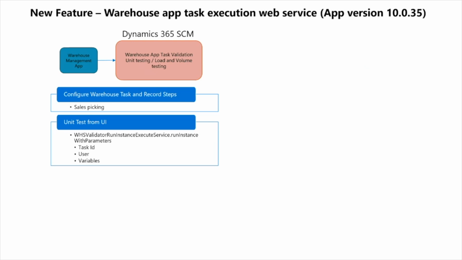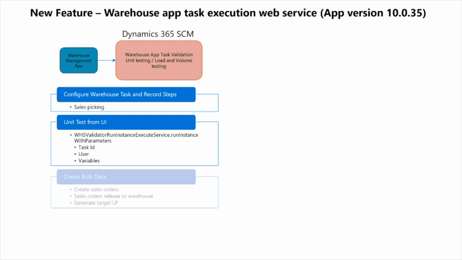For that, you will click on Run Task and use the new Run Test with Parameters button. Here you can enter the warehouse process task ID, the warehouse worker or user ID, and you will specify the values of the user-defined variables which are relevant for that warehouse process. And then you can run the test. This way you can verify that all the recorded steps for that warehouse process are executing correctly using this new web service.